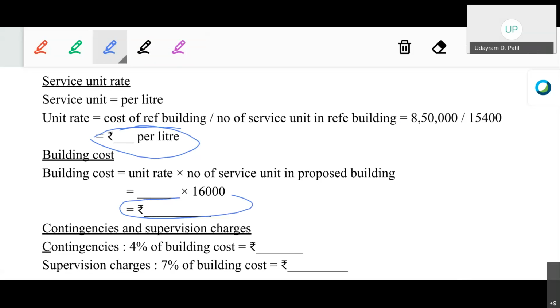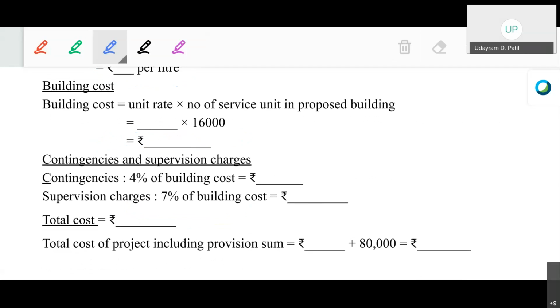Again follow the same procedure. Now in this particular case there is no cost of services, therefore the contingency and supervision charges will be taken on the building cost. Because there are no services, the overall cost will be the same as the building cost. So obviously the contingencies and the supervision charges we take on the overall cost, and overall cost here is the building cost. The contingencies will be equal to 4% of the building cost, and the supervision charges will be equal to 7% of the building cost. So 4% of 8,83,120 rupees and 7% of 8,83,120 rupees.